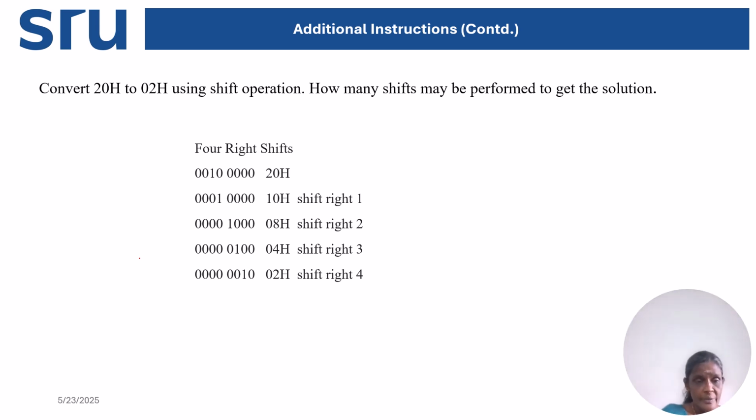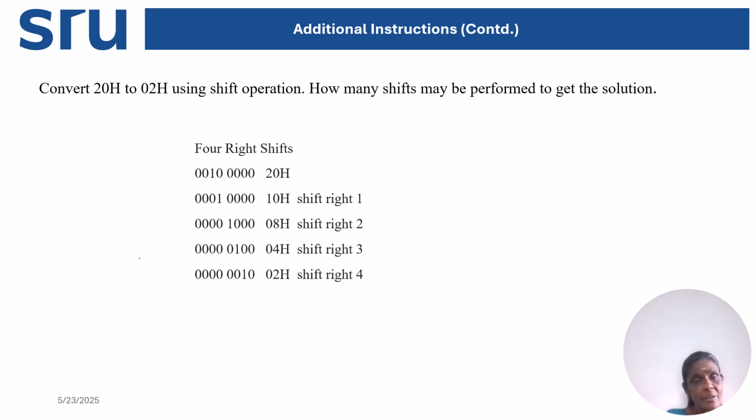Okay, so here normally in the question we can ask scenario based questions. How to ask? Convert 20H to 02H using shift operation. How many shifts may be performed to get the solution? It is a scenario based question. Okay, so we have to try. After trial we got 4, the answer is 4 right shifts.